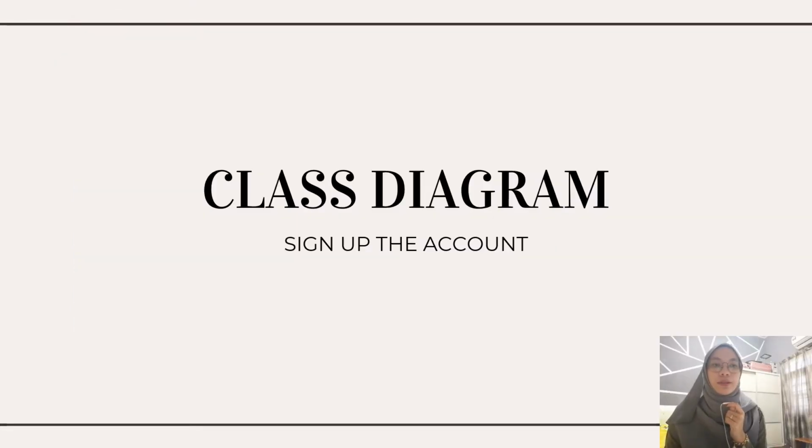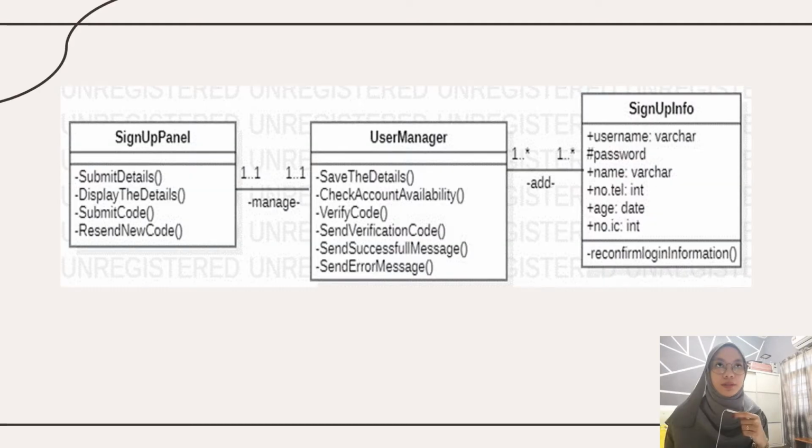Firstly, I want to give an explanation about the class diagram for sign up account. For sign up the account, the boundary is sign up panel with operations submit details, display the details, submit code, and resend new code. For the control, the sign up is user manager with operations save the details, check account availability, verify code, send verification code, send successful message, and send error message.